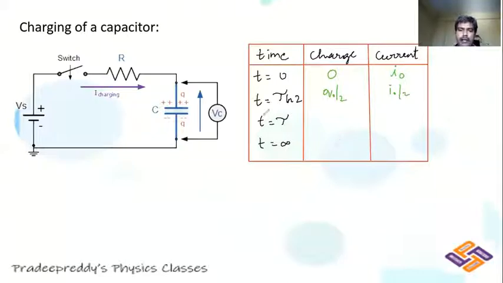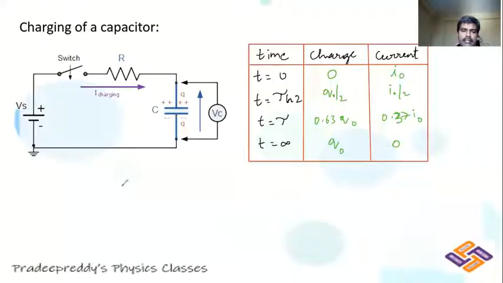Next, at time t is equal to tau, charge will be increased to 63% of the final, and current is decreased to 37% of maximum current. Next, at time t is equal to infinity, charge is maximum, that is Q naught, and current is equal to 0, right?